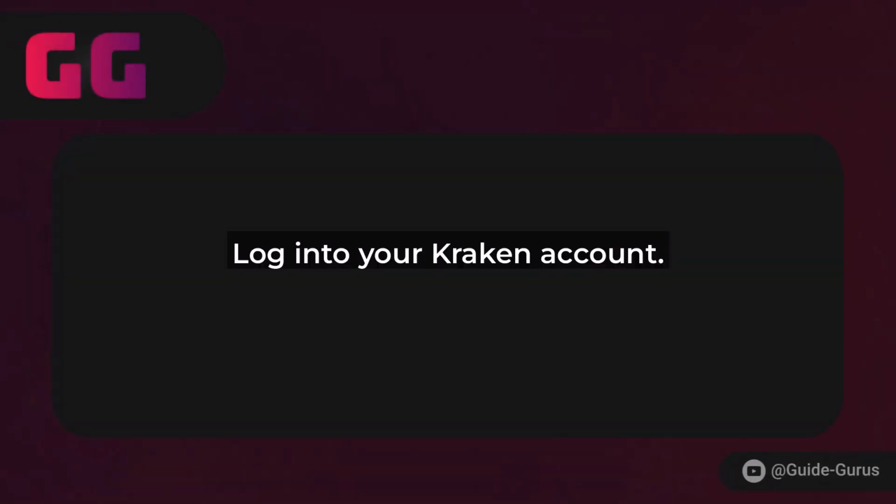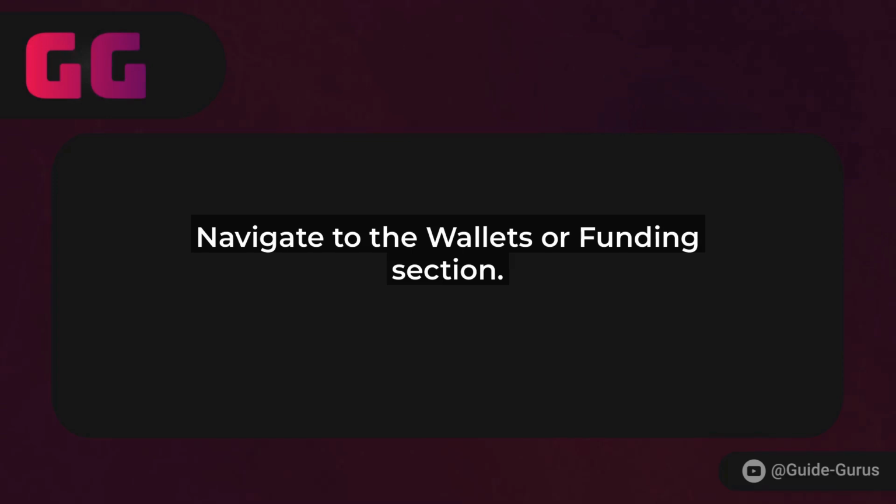If you're diving into the world of crypto in 2025, you know that moving assets between exchanges like Kraken and KuCoin is a common task. Today, we're focusing on how to withdraw Solana from Kraken and transfer it to KuCoin. This process is straightforward, but always double-check everything to avoid any mishaps.